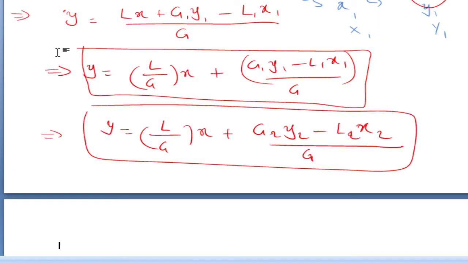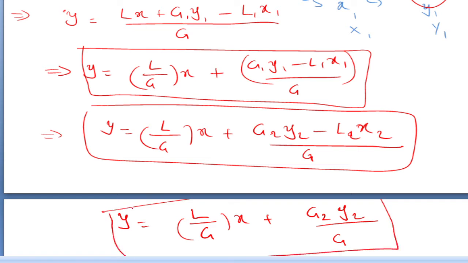Suppose in that case you are using a pure solvent, that means it is free from component A, then the equation becomes y is equal to, so this x2 becomes 0, now the equation becomes L by G x plus G2 y2 divided by G. So this is the simplified version of the operating line in absorption, counter current absorption.